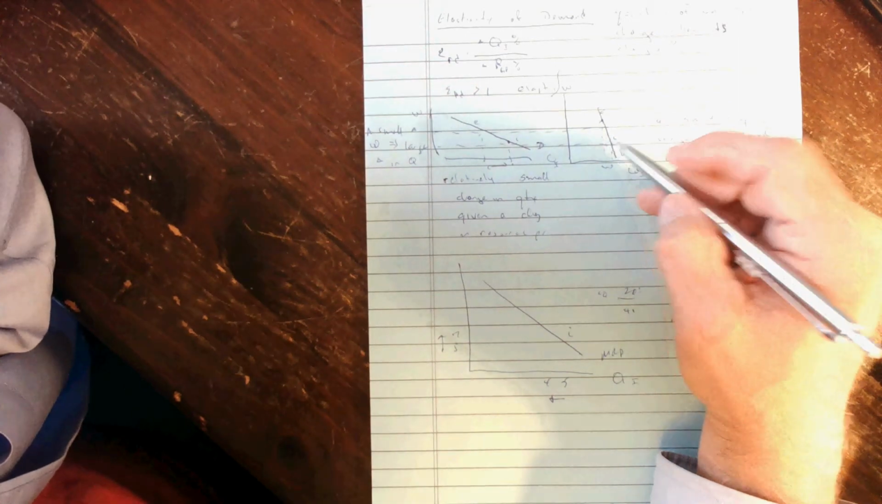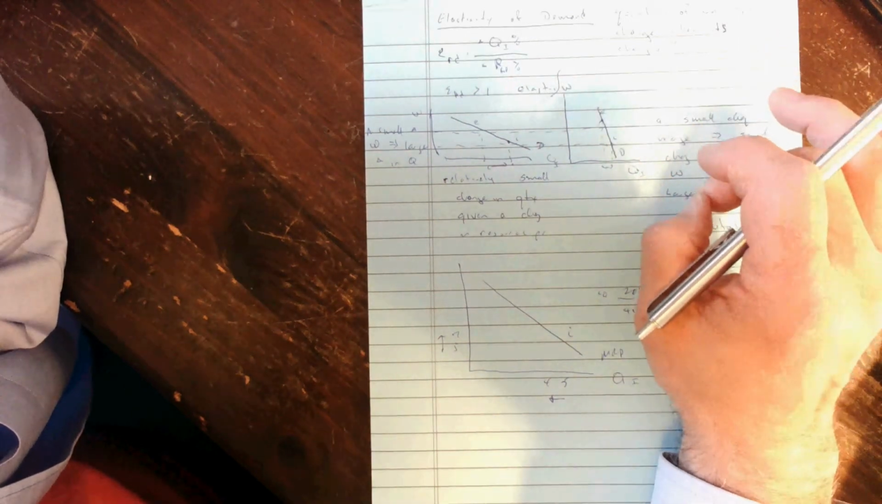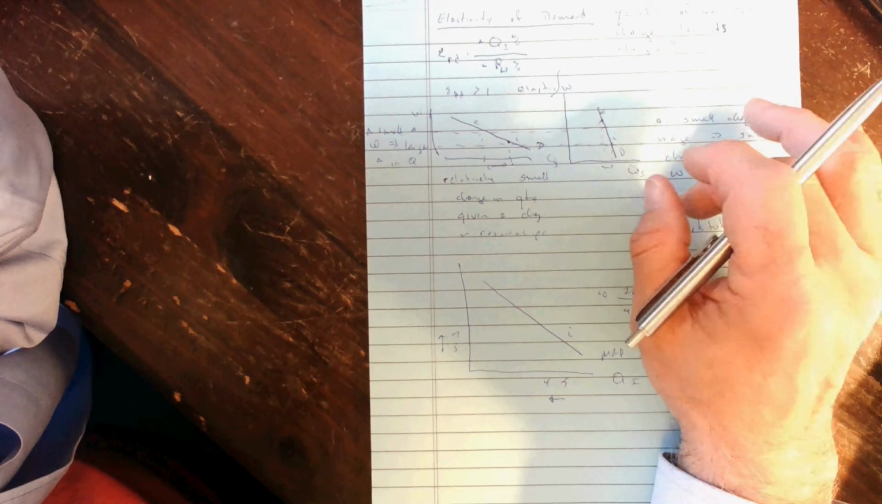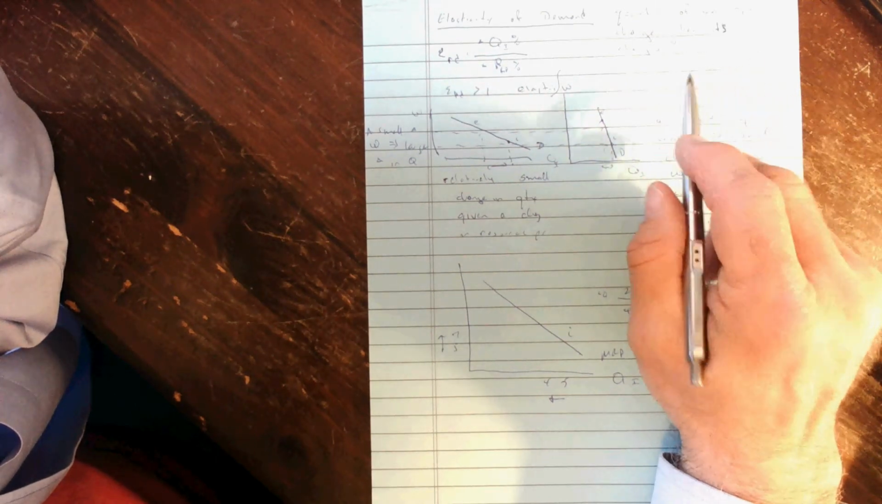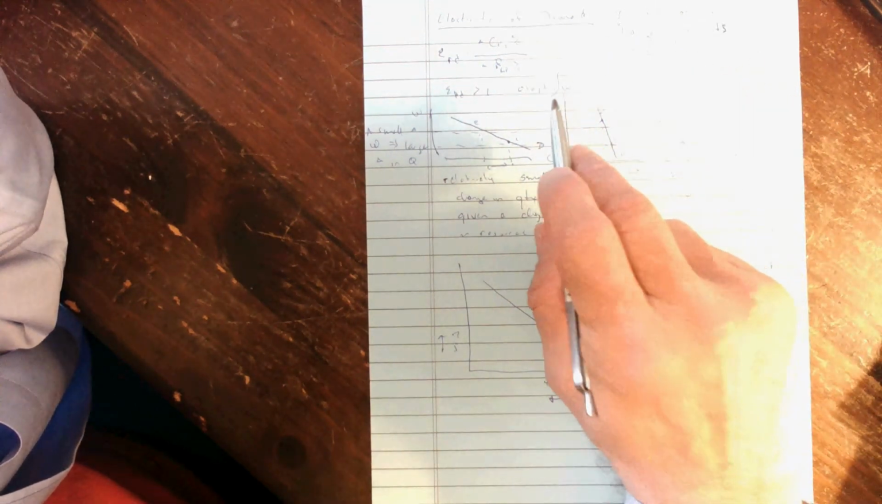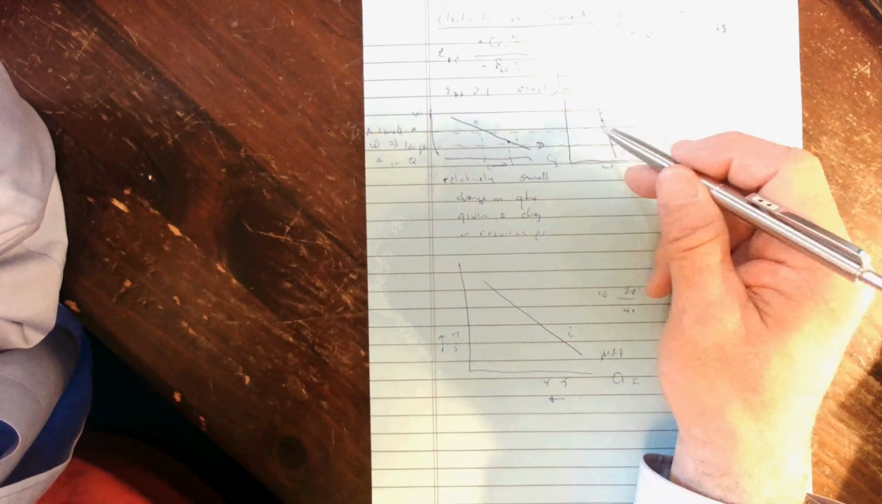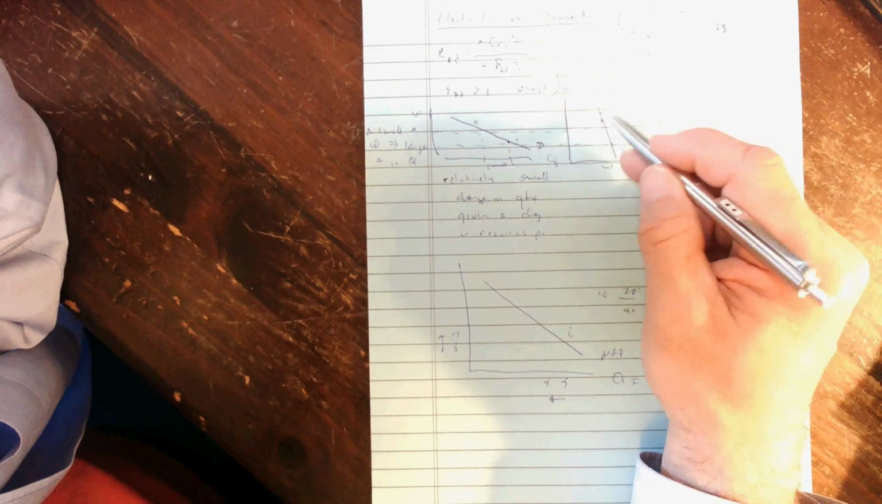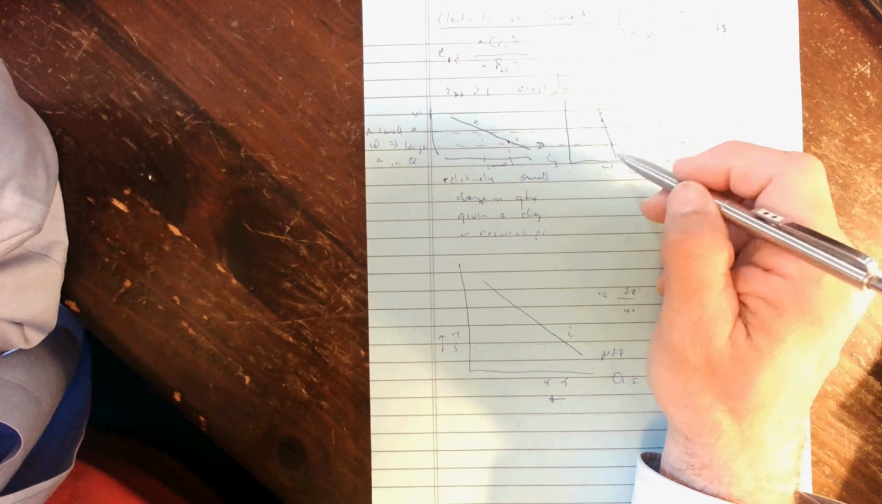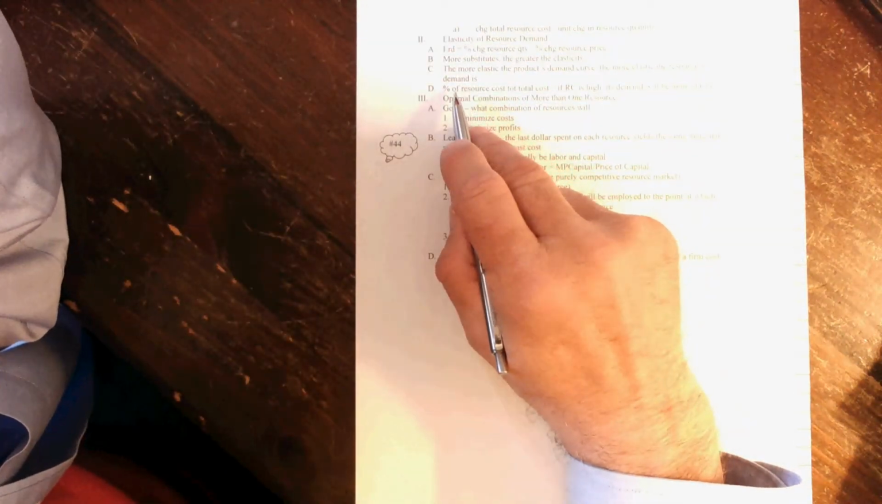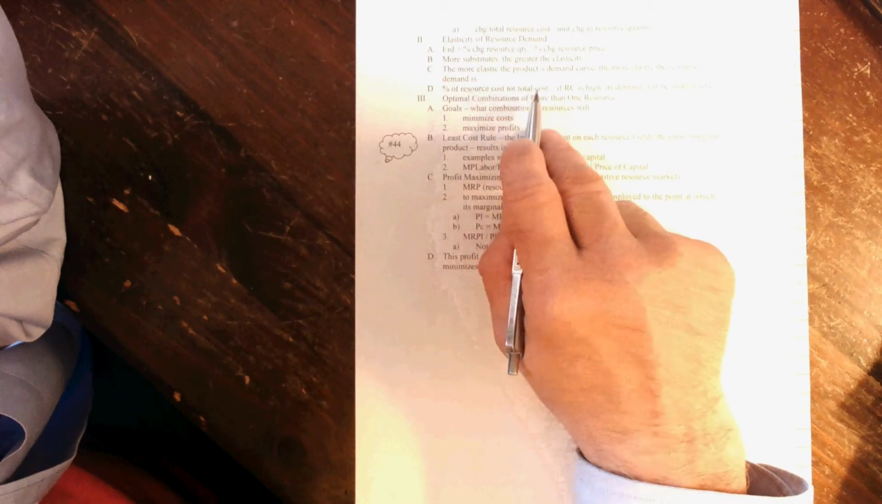So again, remember that demand for an input is derived from the demand for the product it makes. So the more elastic the demand is for the product, the more elastic the demand curve for the input will be also. And the less elastic the demand curve for the product is, the less elastic the demand for the input will be as well. Finally, the third determinant of elasticity of demand for a resource is the percentage of total cost.